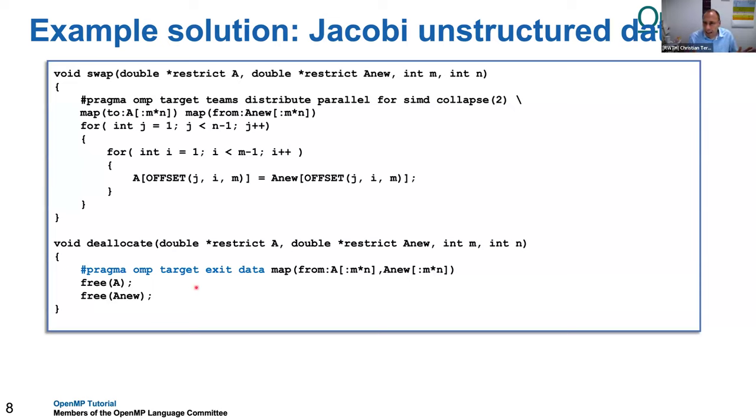And finally, we have a cleanup function, in C++ that could be the destructor. We have the OMP exit data with maps of A and A new, as a result from the device to the host. However, here the only thing that's done with the data is to actually free it. Not really a reasonable use case, but I hope this illustrates the usage pattern.